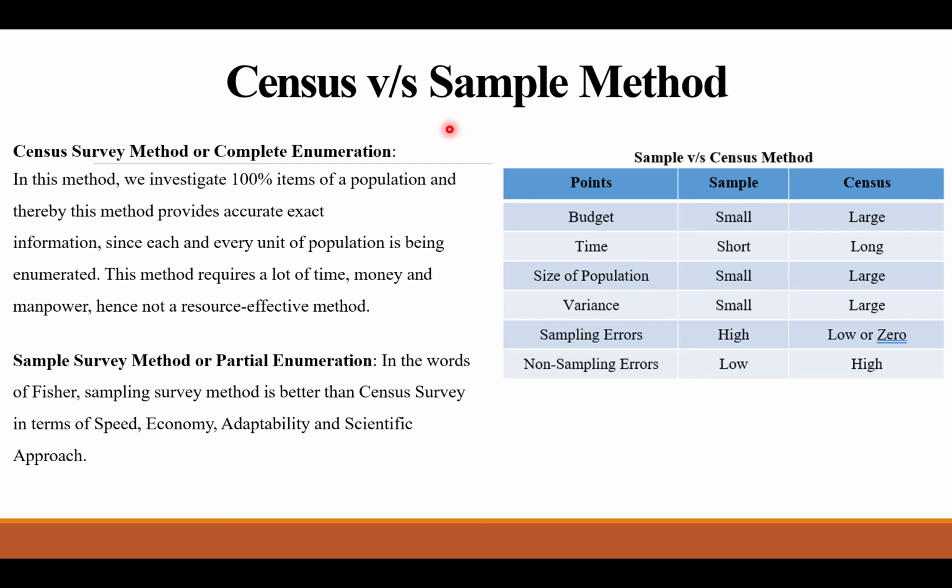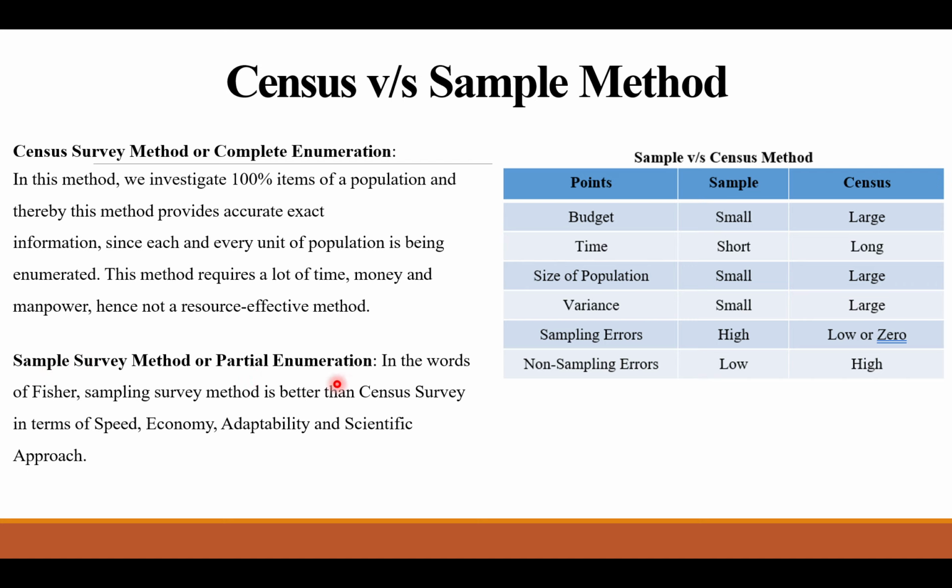Then what is census and sample method? So the census survey method, or we call it the complete enumeration method. In this method we investigate 100% of the items of a population, and thereby this method provides accurate, exact information, since each and every unit of the population is being enumerated. This method requires a lot of time, money, and manpower, hence it is not a resource effective method.